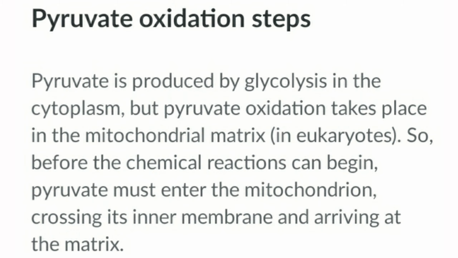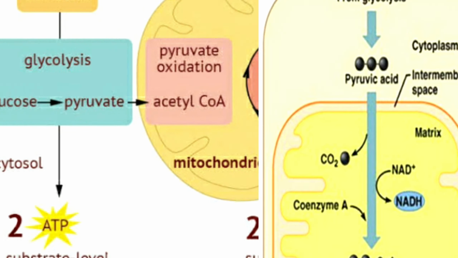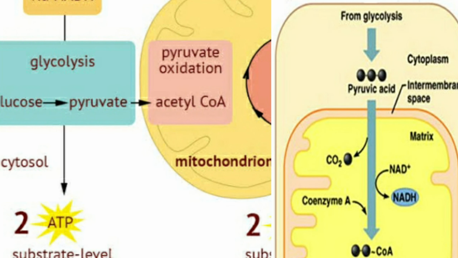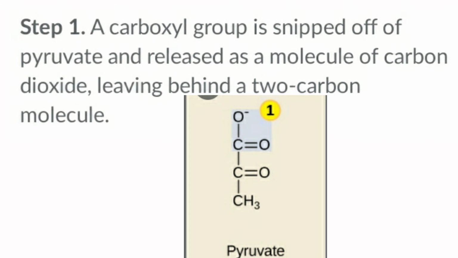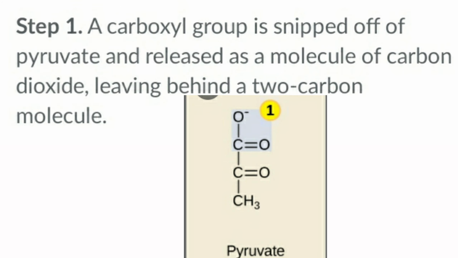Before that, pyruvate is produced by glycolysis in the cytoplasm, but pyruvate oxidation takes place in the mitochondrial matrix in eukaryotes. So before the chemical reactions can begin, pyruvate must enter the mitochondrion, crossing its inner membrane and arriving at the matrix. In the first step, a carboxyl group is removed from the pyruvate and a molecule of carbon dioxide is released, leaving behind a 2-carbon molecule.